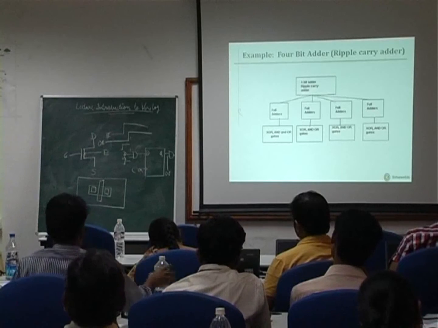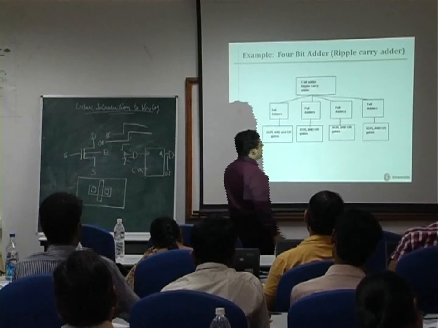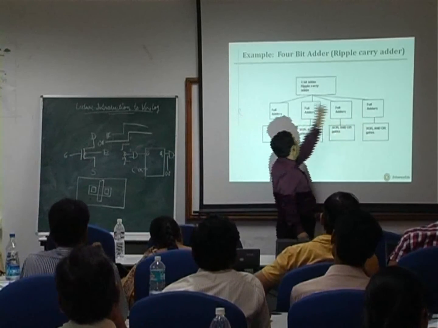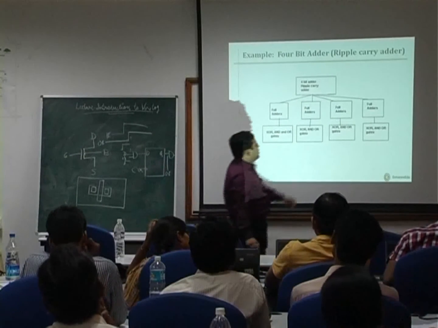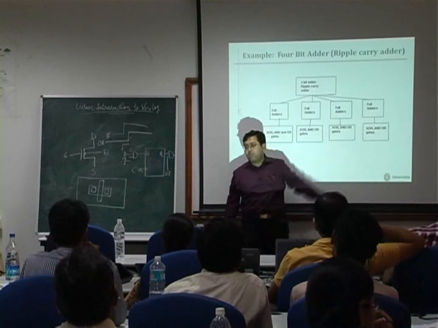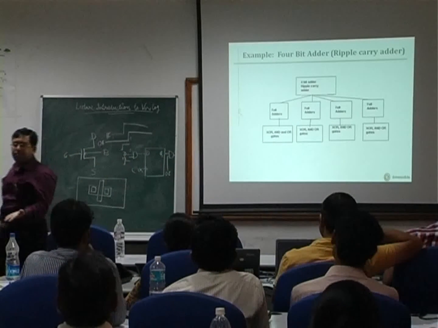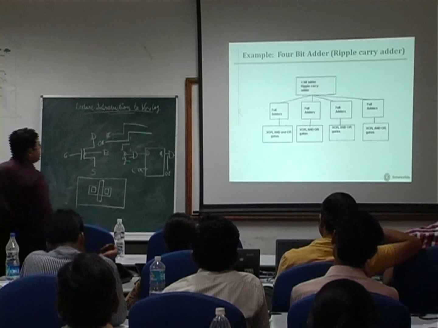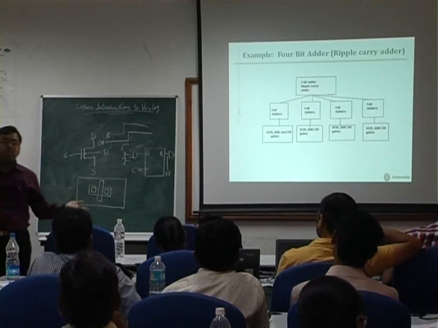So if this is the first stage full adder and this is the final stage full adder, then this full adder will be most loaded at its output, because it is driving the next 3 stages. On the other hand, the last stage full adder will be loaded the least, because it is not driving any more stage.